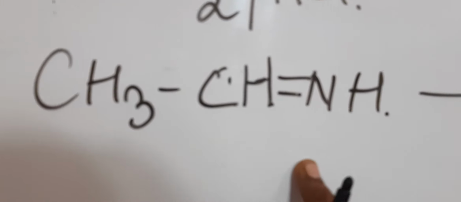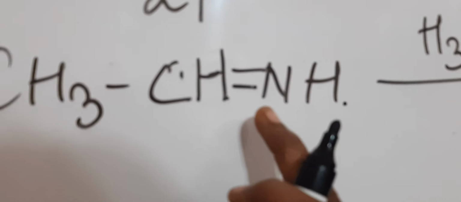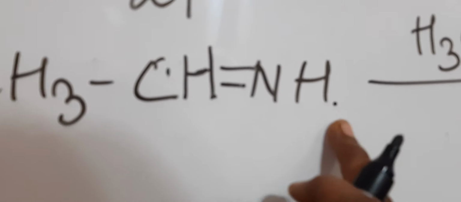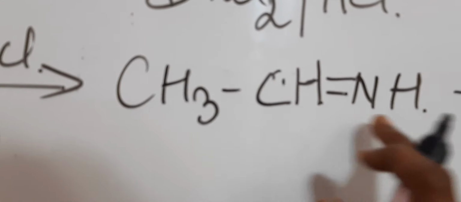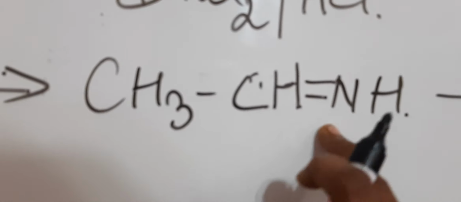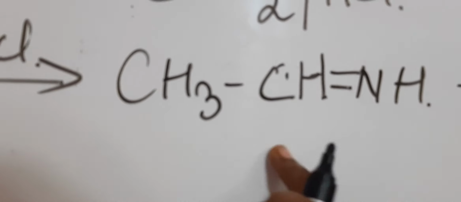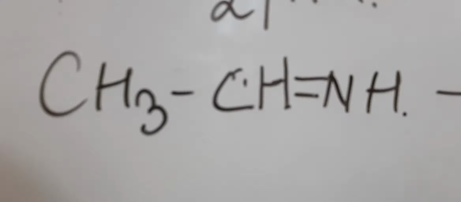Cyanide to imine. This is then hydrolyzed, so in the place of NH you will be getting only double bond O. Imine will get converted to aldehyde. So this may be removed as ammonia. Be careful here, don't put C triple bond NH, it is actually CH double bond NH. Imine only you will be getting after addition of hydrogen.